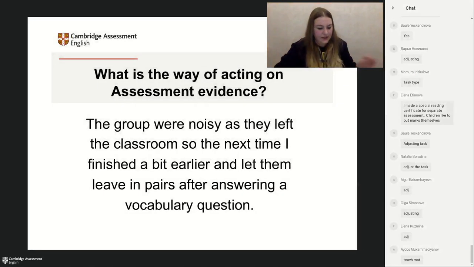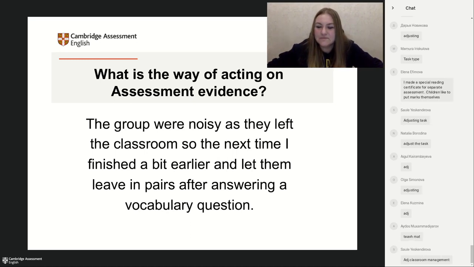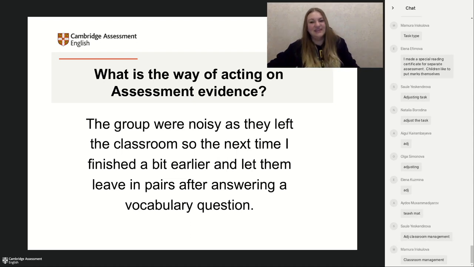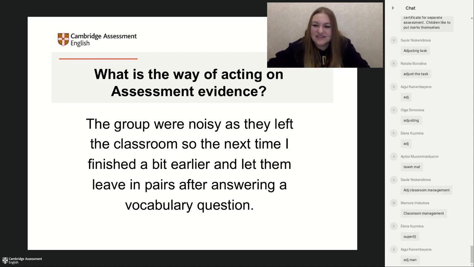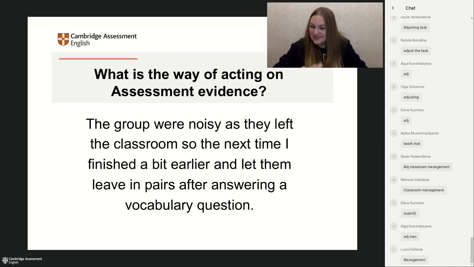Okay, the next one. The group were noisy as they left the classroom, so the next time I finished a bit earlier and let them leave in pairs after answering a vocabulary question. What is it? Classroom management, yes, sure, right. Yeah, classroom management, perfect. Yeah, and the idea is great, by the way.